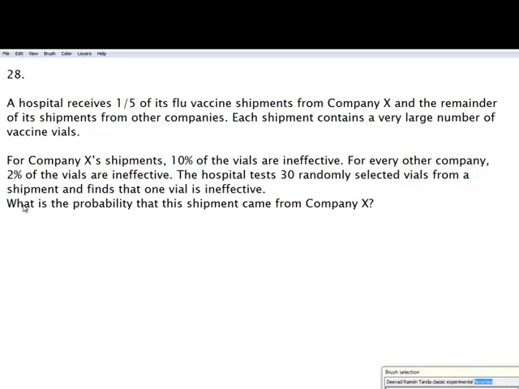For Company X's shipments, 10% of the vials are ineffective. For every other company, 2% of the vials are ineffective. The hospital tests 30 randomly selected vials from a shipment and finds that one vial is ineffective. What is the probability that this shipment comes from Company X?